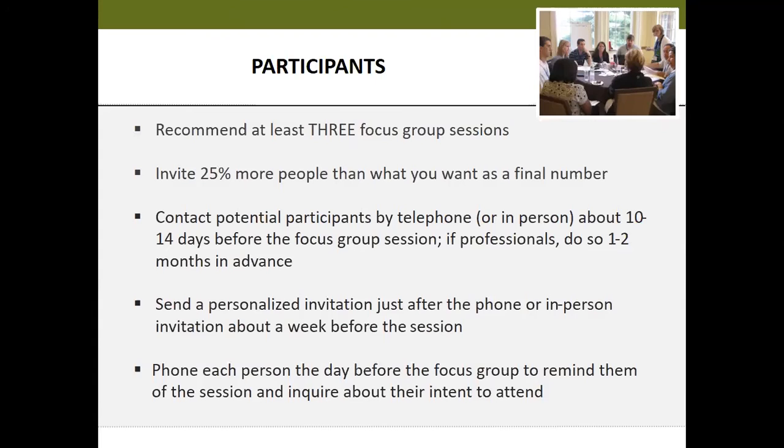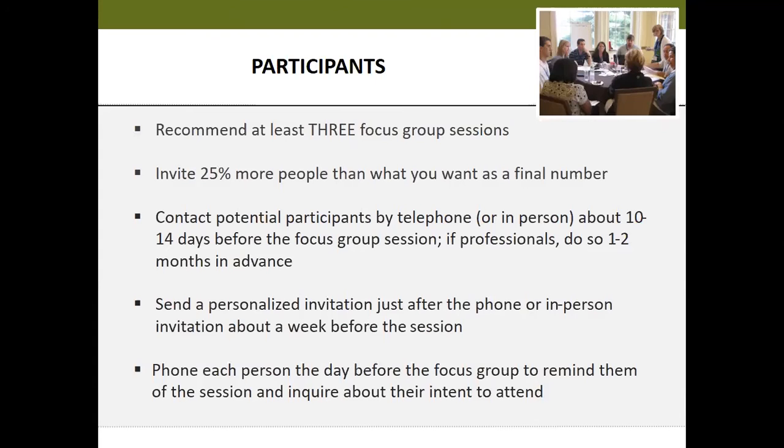It's always a good idea to contact people ahead of time. Maybe a couple weeks out, talk to them by telephone about the focus group session, invite them. If they happen to be professionals, they typically need more advance time with regard to setting this up. 1 to 2 months in advance is not asking too much really for this. It's really important that you contact them and let them know well ahead of time so they can place it on their calendars.